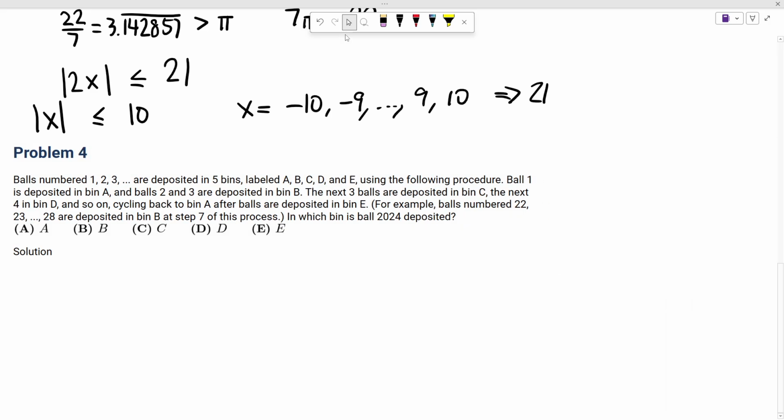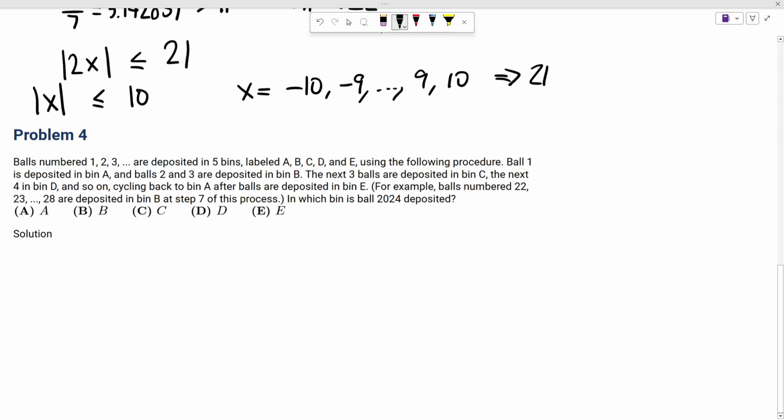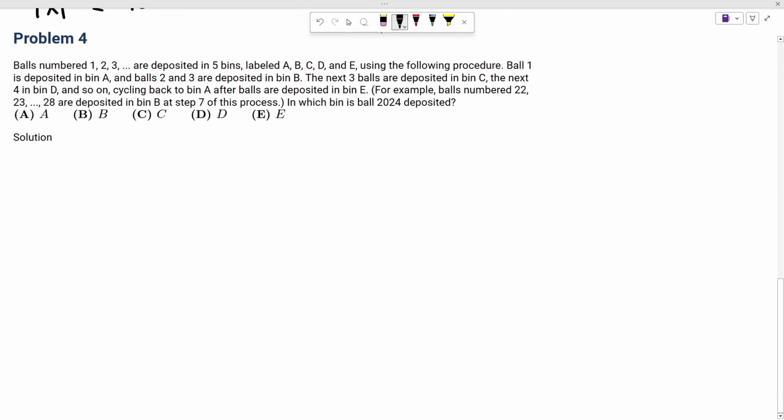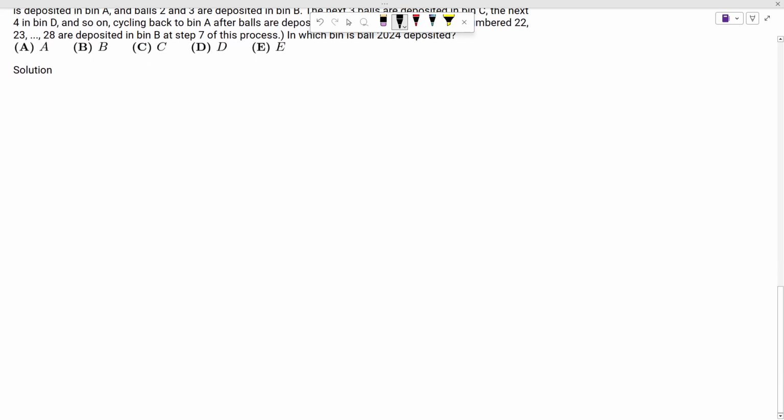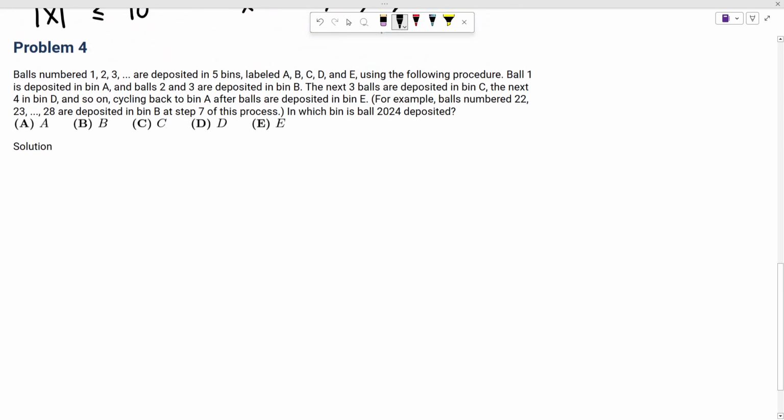Problem 4. Balls numbered 1, 2, 3, and so on are deposited in 5 bins, which are A, B, C, D, and E. I'm going to scroll down a bit. Ball 1 is in A, balls 2 and 3 are in B. So the first ball is in A, the next 2 balls are in B, another 3 balls are in C, another 4 balls are in D, another 5 balls are in E, and then for the next 6 balls, we loop back to A and so on.